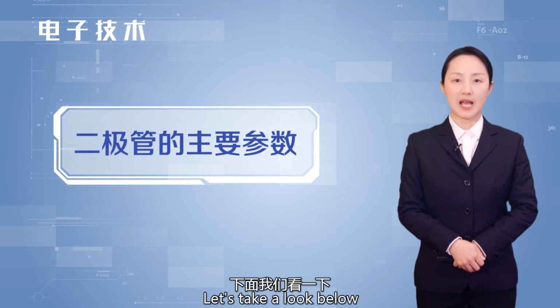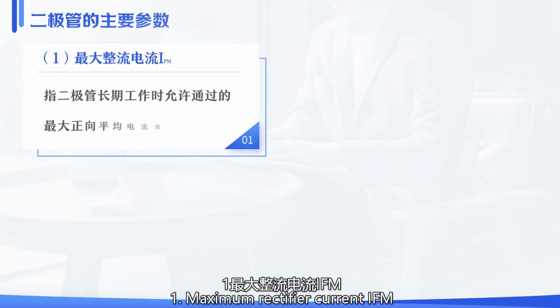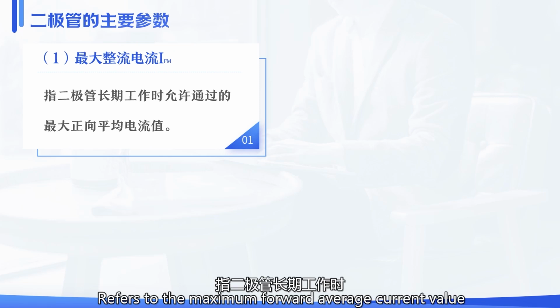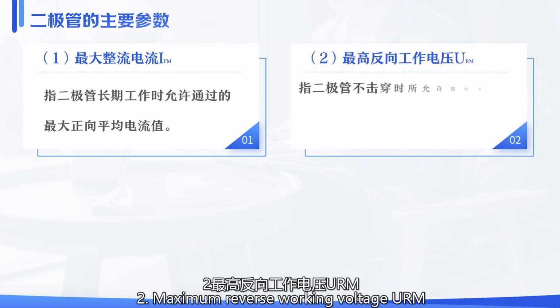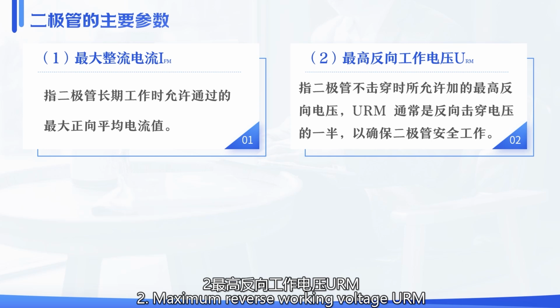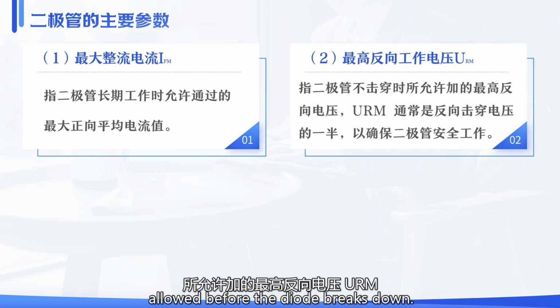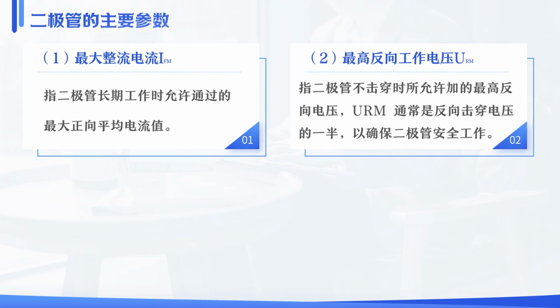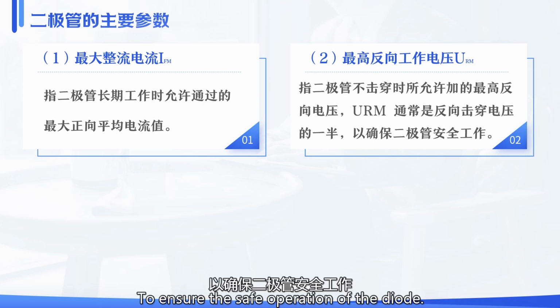Let's take a look below at several main parameters of diodes. First, maximum rectifier current IFM refers to the maximum forward average current value allowed to pass through when the diode is working for a long time. Second, maximum reverse working voltage URM refers to the highest reverse voltage allowed before the diode breaks down. URM is usually half of the reverse breakdown voltage to ensure the safe operation of the diode.